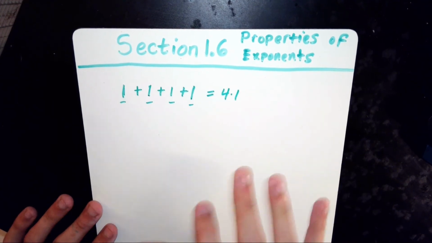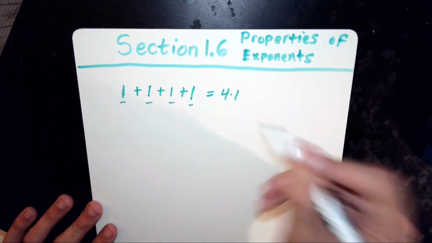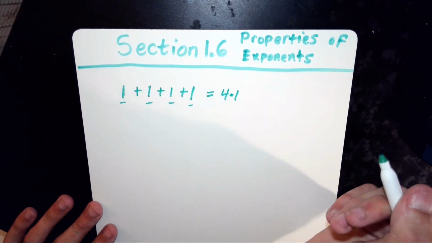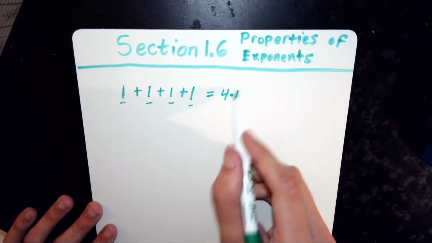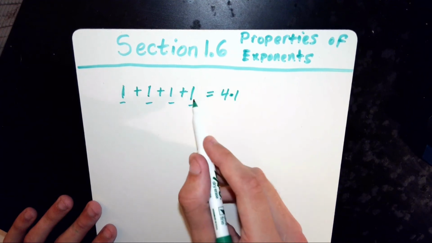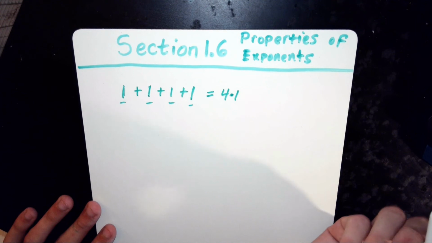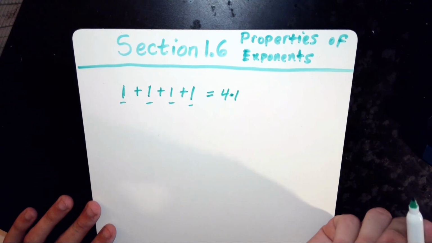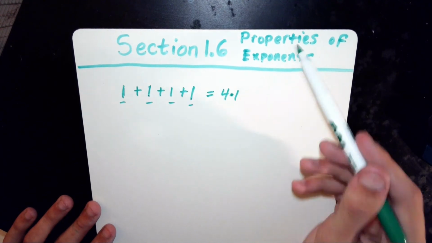So this all seems like common sense, but the big observation here is that multiplication, 1 times 4, can always be viewed as repeated addition, 1 plus 1 plus 1 plus 1. Now we're going to segue to properties of exponents.